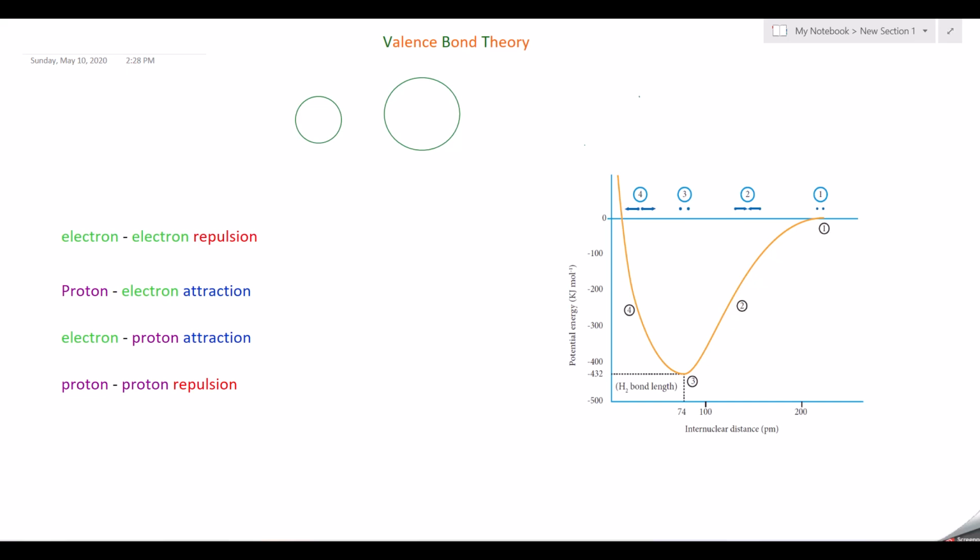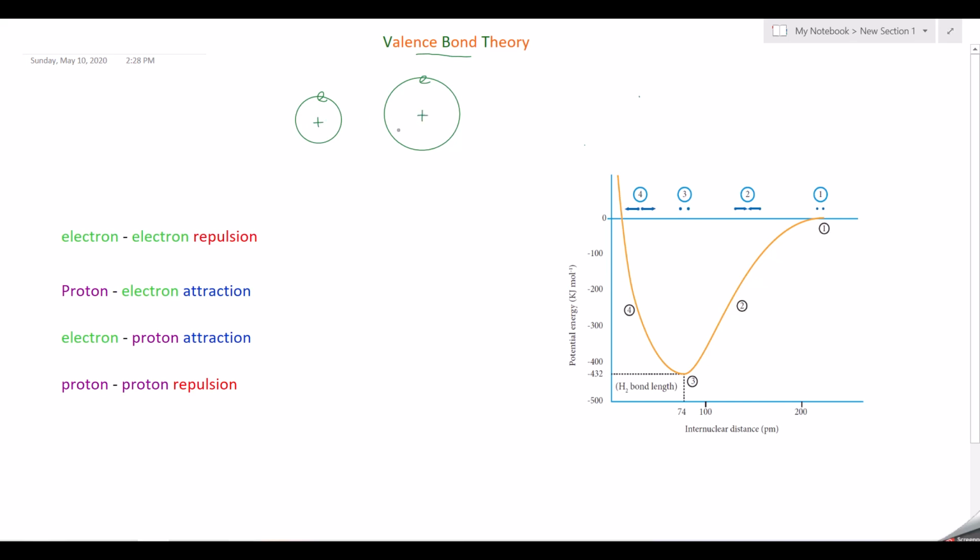We will discuss valence bond theory here. Here the orbital concept is used. You take this as one atom, this is another atom, and this is the electron of this atom and this is the electron of this atom. This is the nucleus of this atom and this is the nucleus of the other atom.